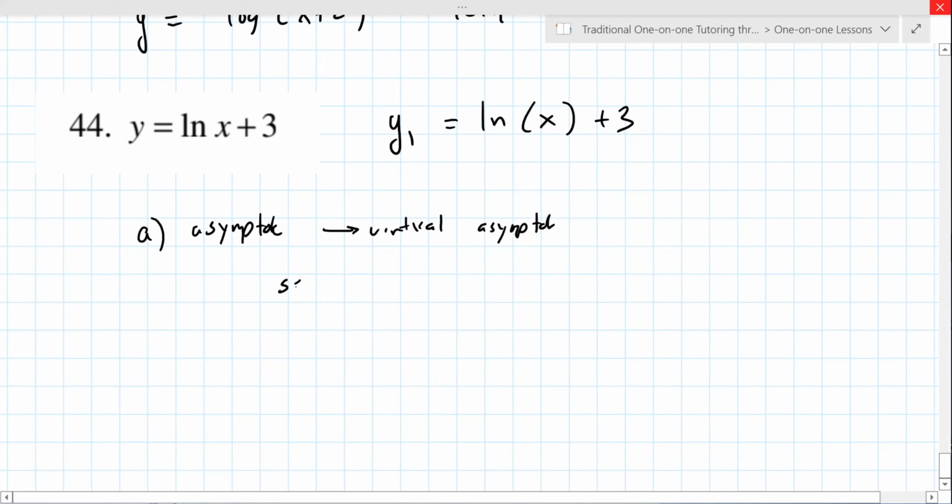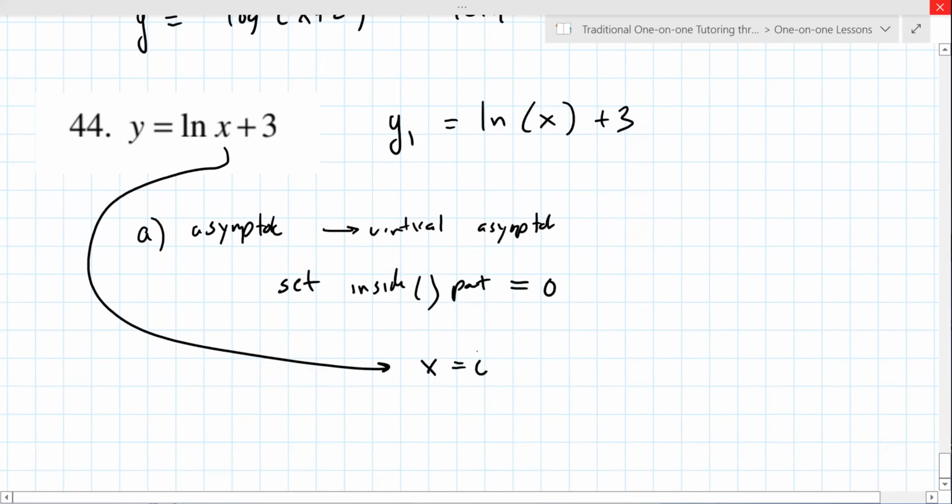What you do is you set the inside parentheses part equal to 0. So here you set this x equal to 0. Sometimes you have to solve it, but this one there's nothing to solve. That is your vertical asymptote.